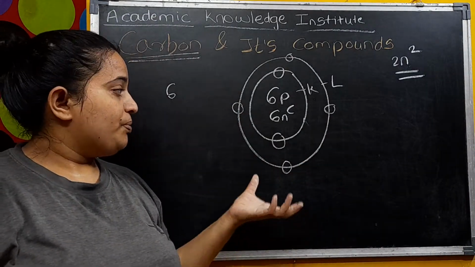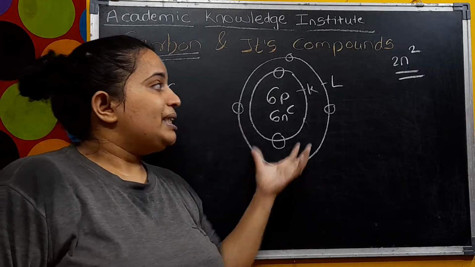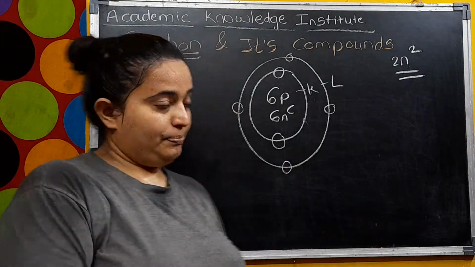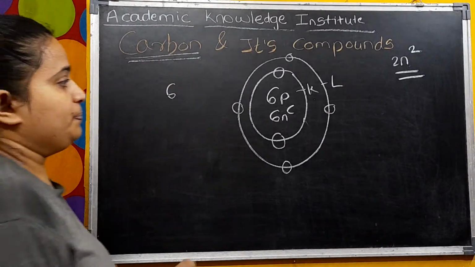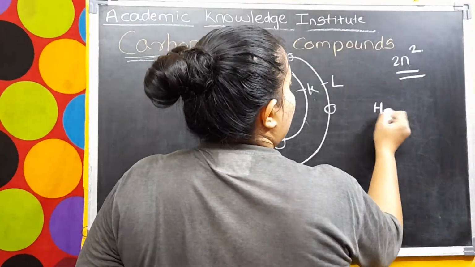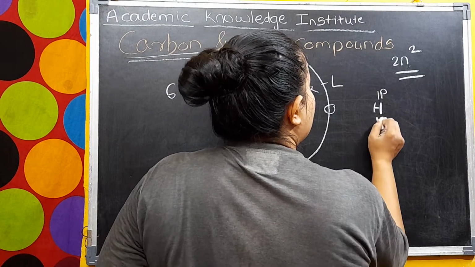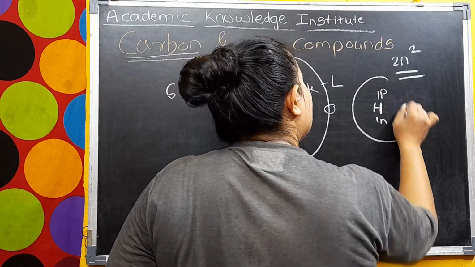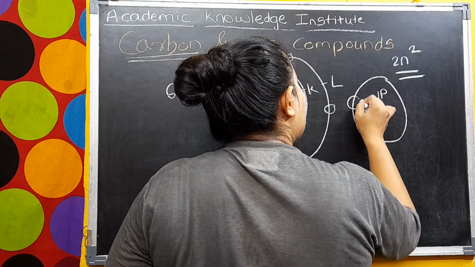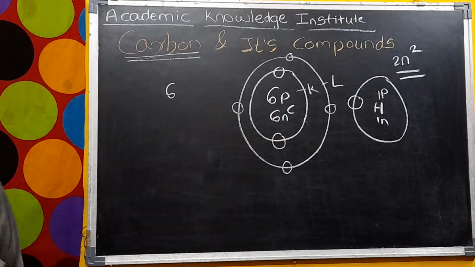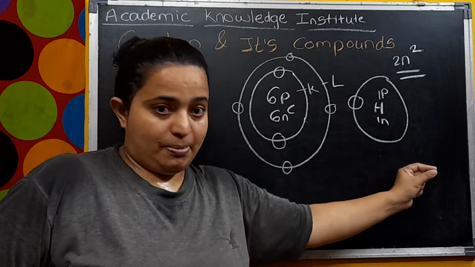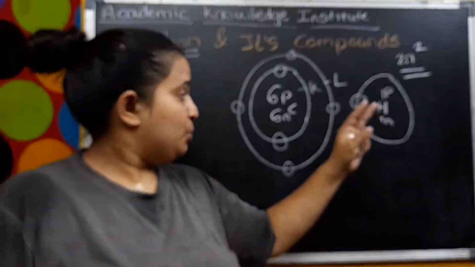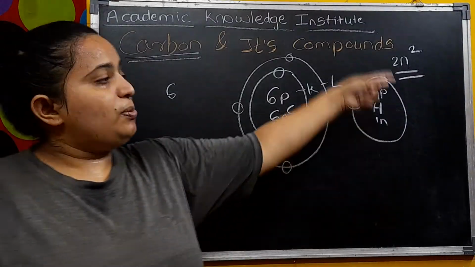So what will carbon do? Carbon will share electrons. If I take the example of hydrogen, hydrogen has 1 proton, 1 neutron and 1 electron in its last shell. So this hydrogen will share its 1 electron with carbon. Is this sufficient? No, because carbon requires 4 more electrons.